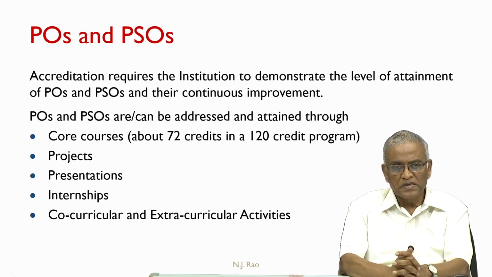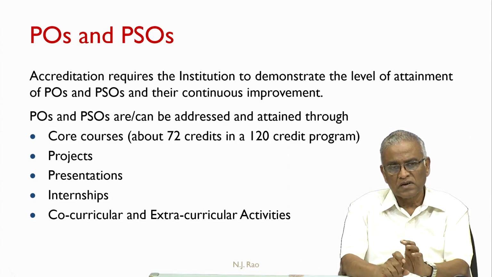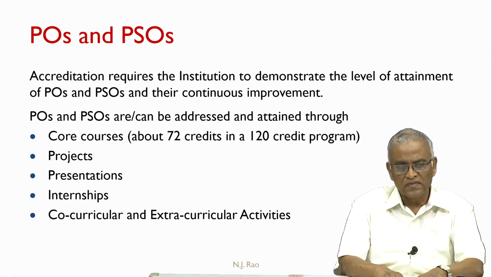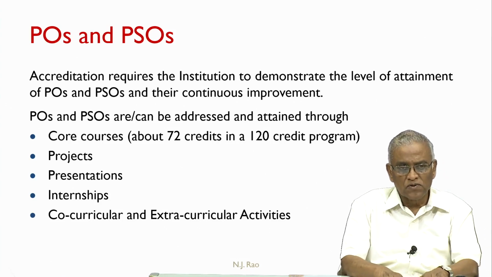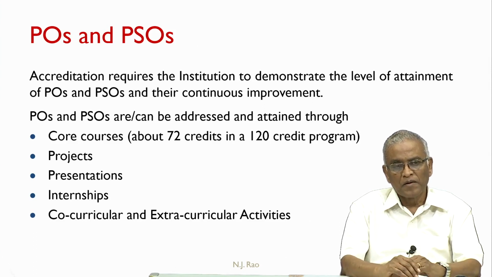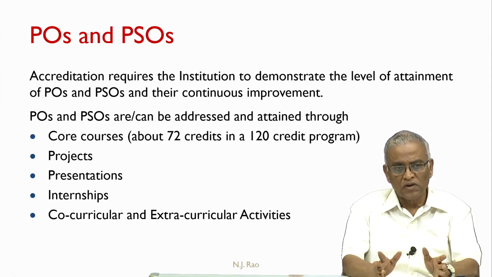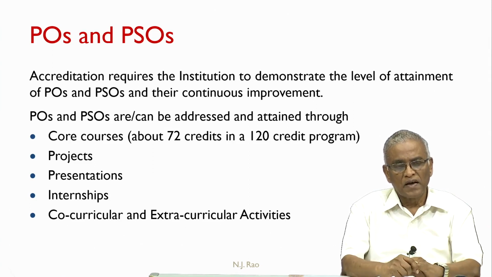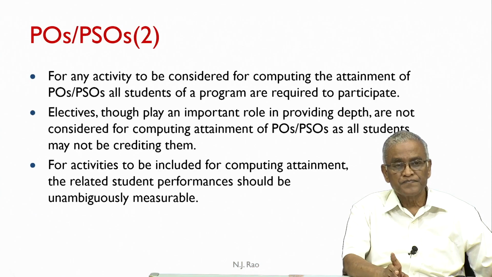Other activities could be presentations, internship, co-curricular and extracurricular activities. One cardinal rule is that whatever activity you take to attain a PO or PSO should be done by all the students. For all these, such as presentations, internship, co-curricular and extracurricular activities, you must have a method of measuring the performance of the students. You cannot say he has done an internship and just write one sentence, that will not do. You have to have some kind of measurement of the student's performance in the internship.